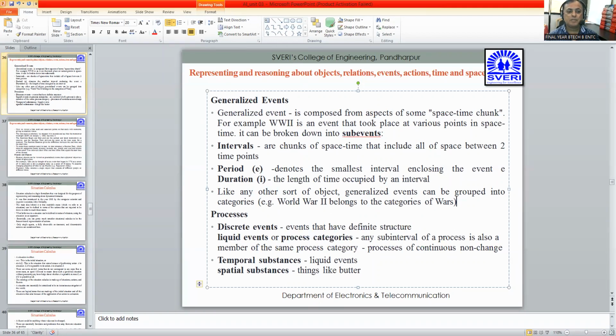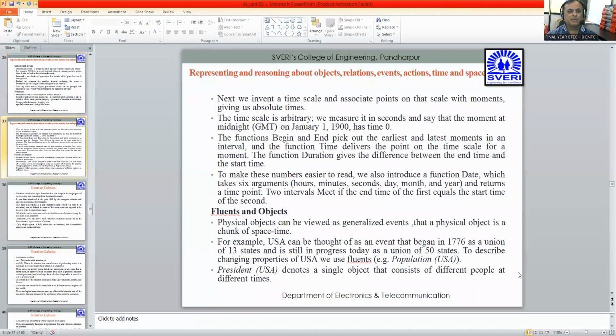Temporal substances, that is liquid events. Spatial substances, things like butter. These are the spatial substances that we cannot categorize, that we cannot break into events. Those substances are called spatial substances. An example is butter. Temporal substances are like liquid events, and discrete events may have a definite structure. So all these things are related to representing and reasoning about objects. Next, we'll be going deeper and deeper into these parts.